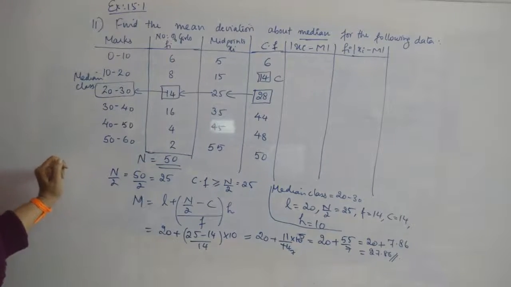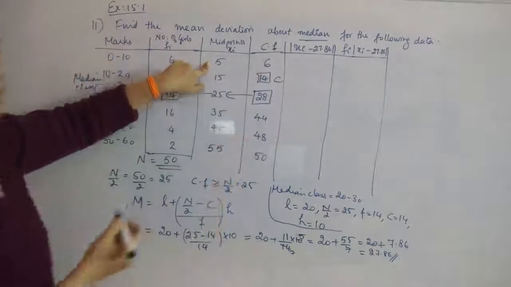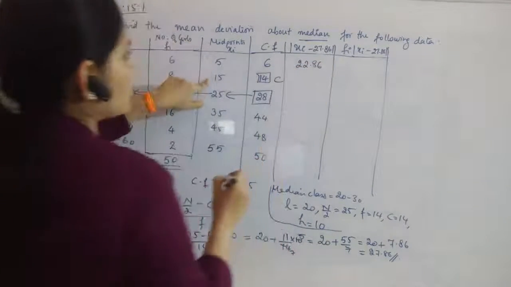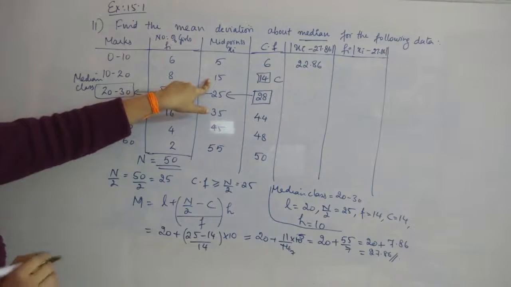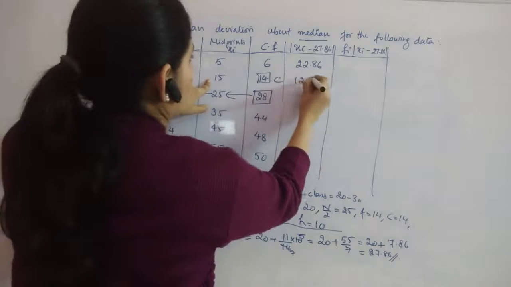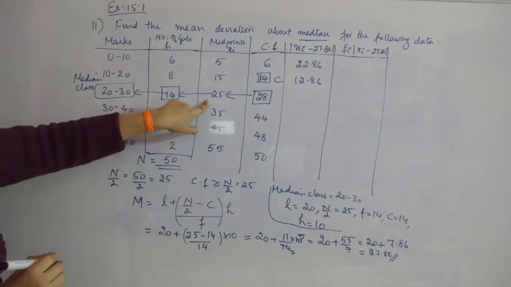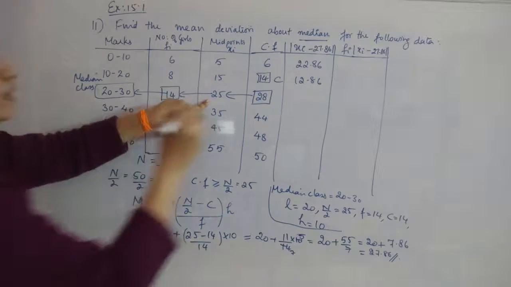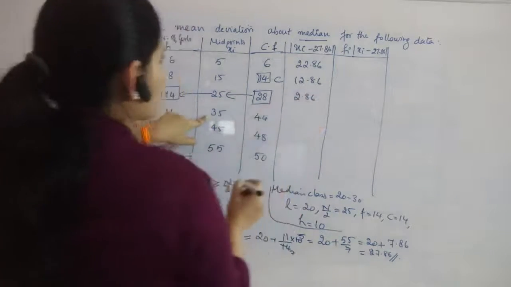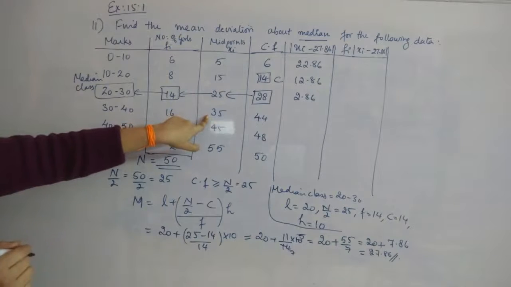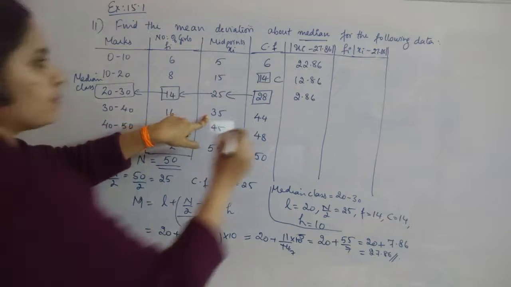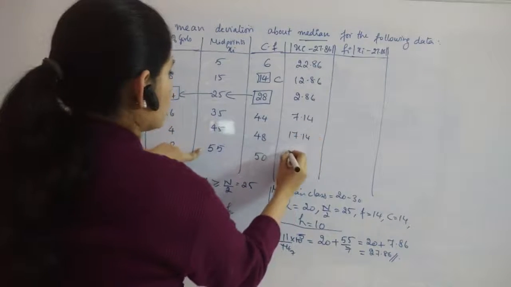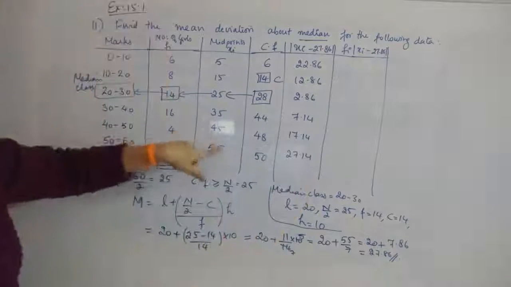Now you have to use this value to get mod of xi minus M in each case. 5 minus 27.86 will give you 22.86. Then 15 minus 27.86 will give you 12.86. Then 25 minus 27.86, again taking the modulus so you don't have any negative sign, you will get 2.86. Now what is 35 minus 27.86? 7.14. Next will be 17.14, then 27.14. You just check, you will get like this.